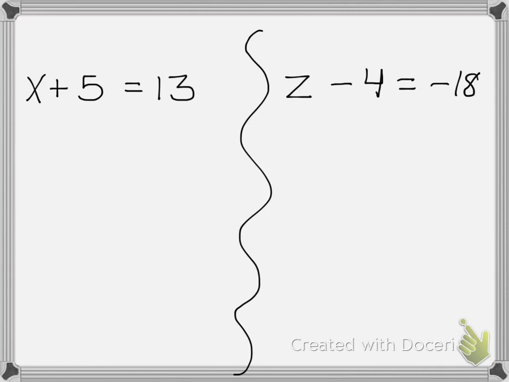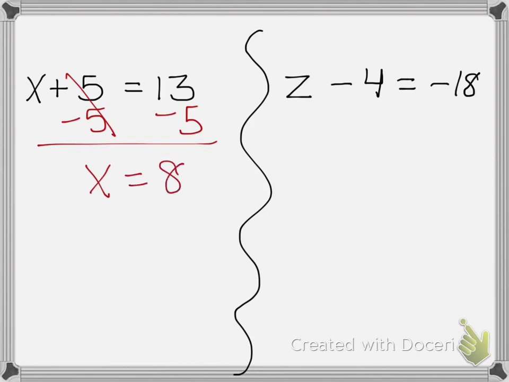The first equation says x plus 5 equals 13. What will the inverse operation be? You got it. Subtract 5 on both sides. So when you actually type it in your calculator, 13 minus 5, x will equal 8. All right, look at this next example.